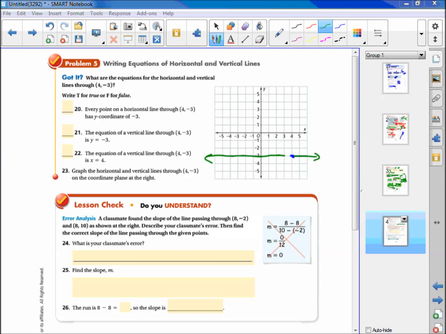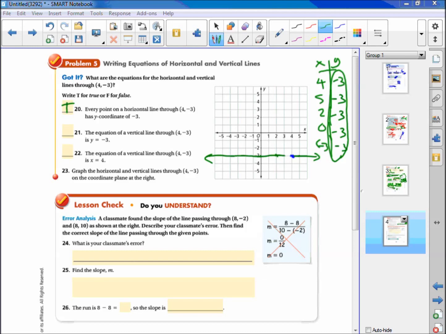And all of the points on this horizontal line, let's name a couple so you see what we're talking about here. So we already know 4, -3. But we also have 5, -3. We also have 2, -3. We also have 0, -3, and -3, -3. And we can see a pattern here, and this is what they're trying to tell us: all of the points are -3 here for the y coordinate. So every point on the horizontal line through 4, -3 has a y coordinate of -3. That's true.